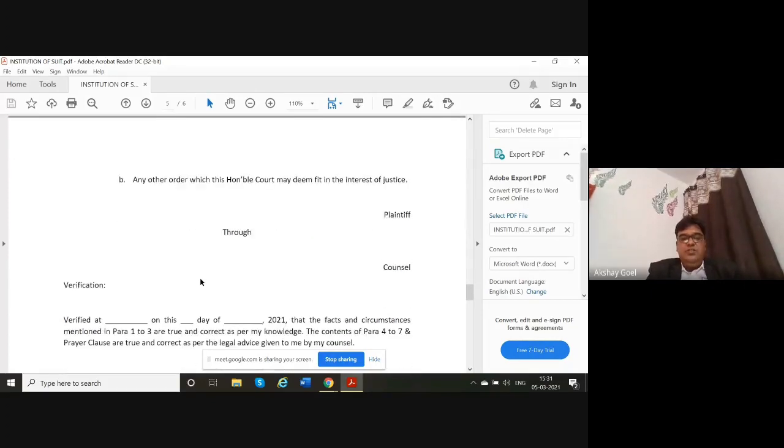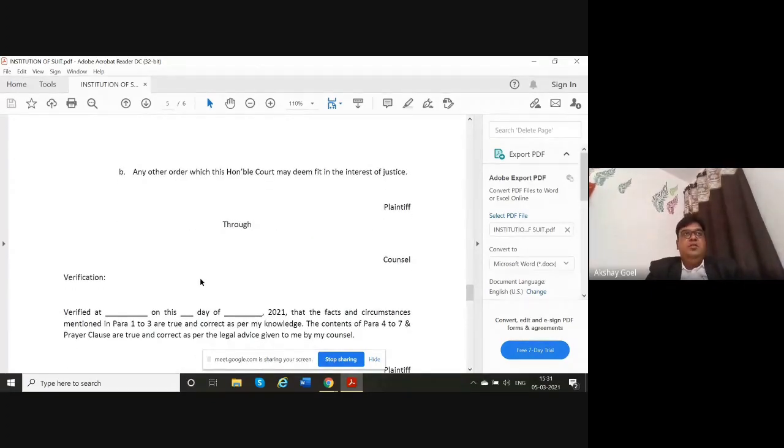Then comes the verification clause. This is also important. If you say that you have made the verification and signed it, you are bound by this verification clause. And if it is found that you have made a wrong statement before the court, you can be booked under perjury under section 340 of CrPC. And the magistrate and the court can order for lodging an FIR under section 195 of IPC against you. So the verification clause is very necessary.